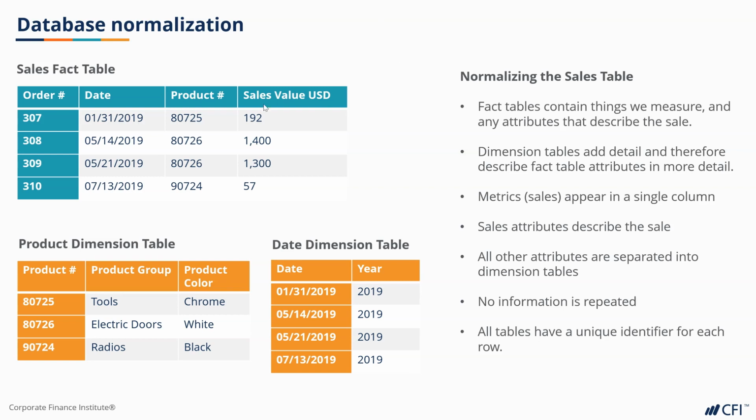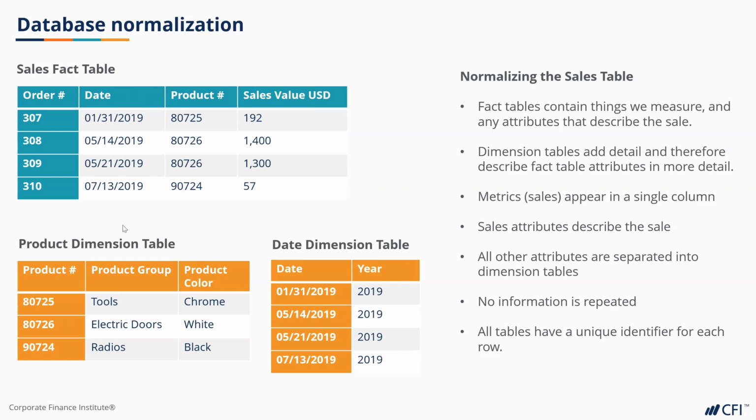So in this case, the sales of product number 80725 on the 31st of January 2019 were of a value of $192. And that's got a unique transaction number of 307, which allows us to identify that in our database. Notice that all my sales values appear in one column now, and the dates have a column of their own. All of the attributes within this sales fact table describe the sale itself. They describe what was bought and when it was bought.